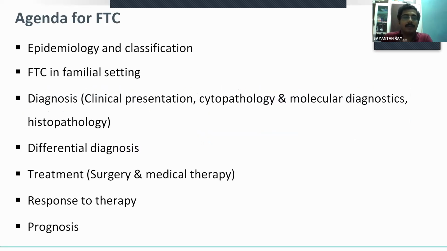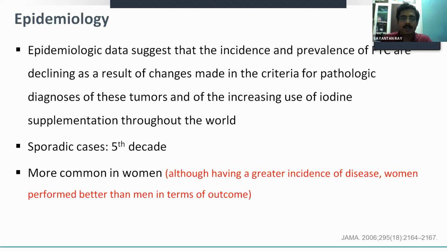So this is the agenda for follicular thyroid cancer. I would like to discuss follicular thyroid cancer first, since FTC is the second most common differentiated thyroid cancer histological type and has been overshadowed by its more common counterpart, papillary thyroid cancer. So to begin with, epidemiology and classification, we have already discussed the epidemiological data and why there is a decline in prevalence throughout the world.